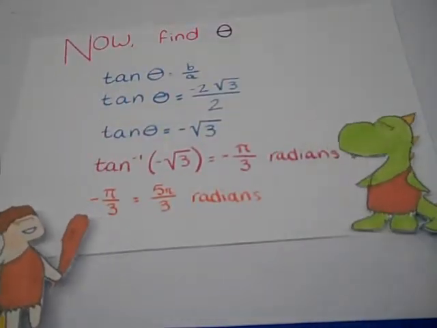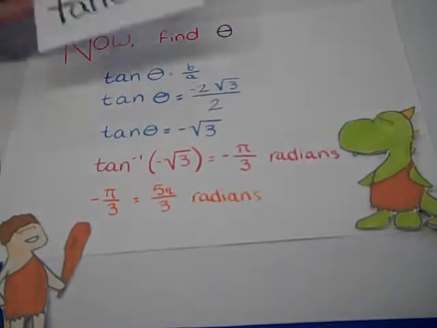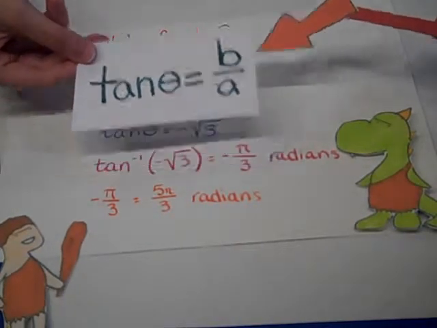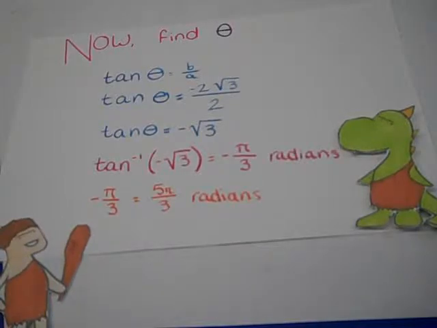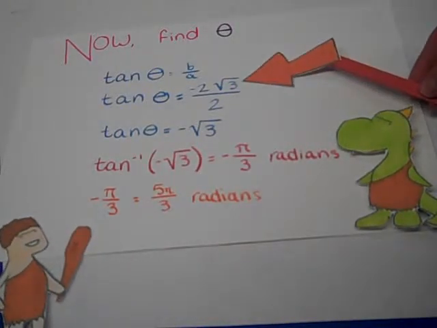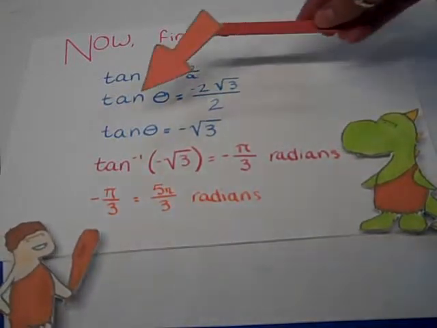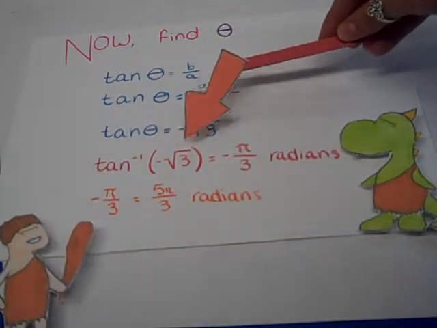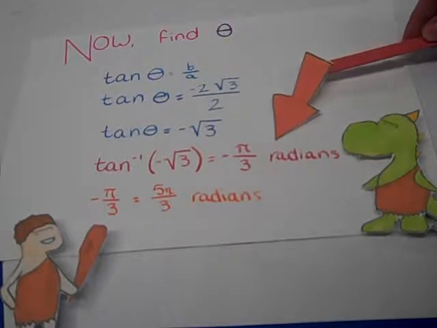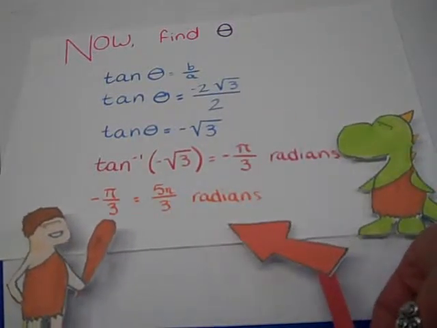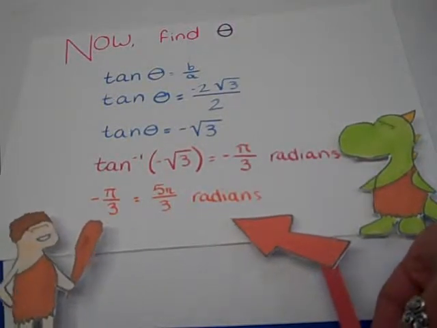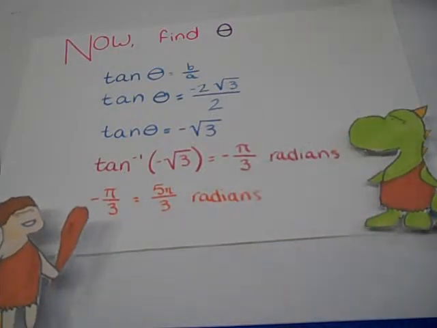Now we need to find theta. To do this, we use the equation tangent of theta equals b over a. Again, let's plug in 2 for a and negative 2 root 3 for b. The 2's cancel out, and we get negative root 3. To solve for theta, we find the arctangent of negative root 3, which ends up being negative pi over 3. But since theta is bounded between 0 and 2 pi, we use the equivalent, which is 5 pi over 3 radians.